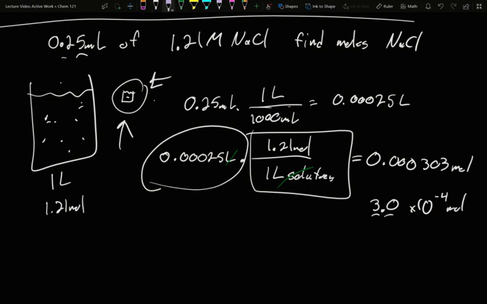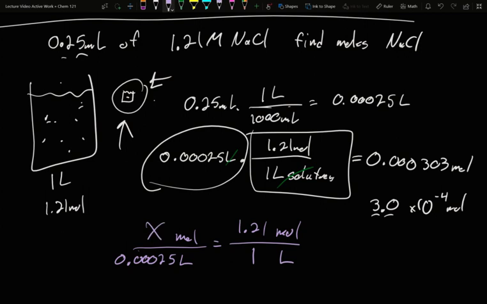Another way we can solve this, if we want, is to use an equality. Again, some volume and some moles must equal, if it's from the same bucket, the same division. I know that there is 1.21 moles in 1 liter. If I have a different volume, there is some moles that must be in that volume. Whatever x is must, when divided by 0.00025, equal the same thing as our right side does.